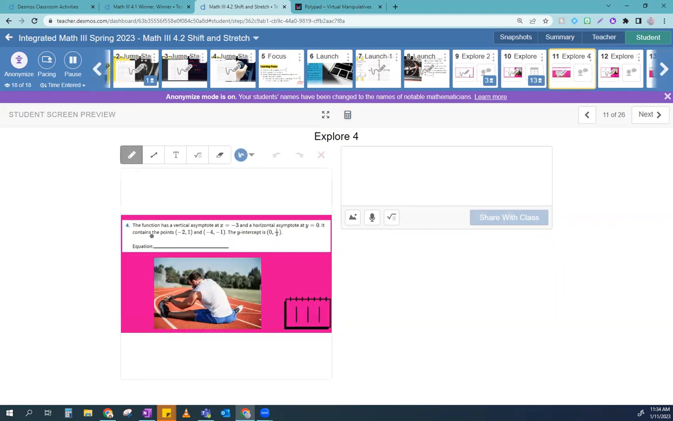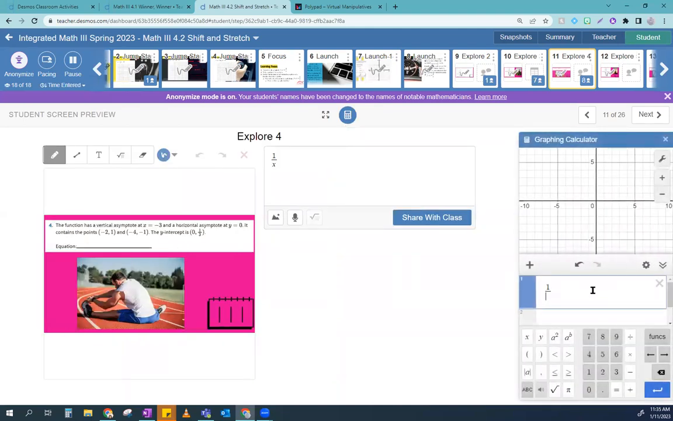Here it says the function has a vertical asymptote of x equals -3. Wait a second, Miss Johnson. It has a vertical asymptote of -3. I wonder where that shows up in my function. Okay, so my base function is going to be 1 over x, right? How do I get a vertical asymptote? So right here, my vertical asymptote is at x equals 0. How do I get it to be -3?